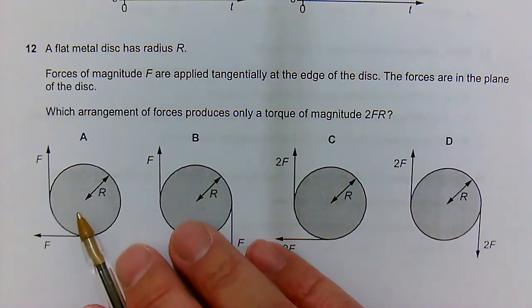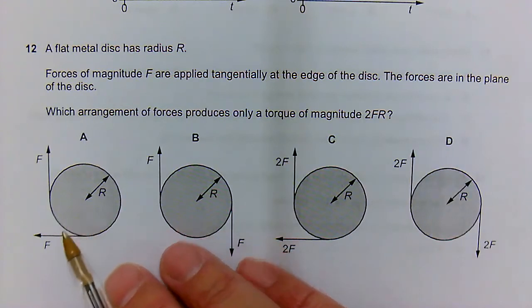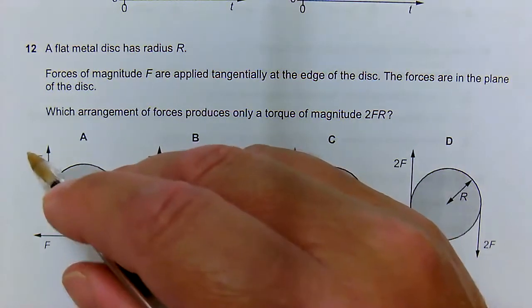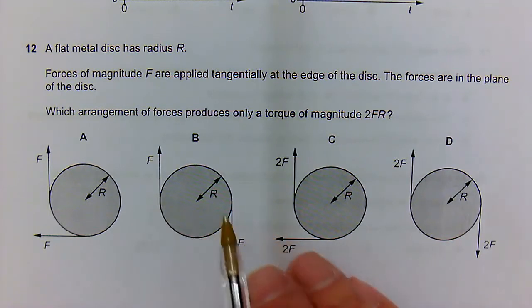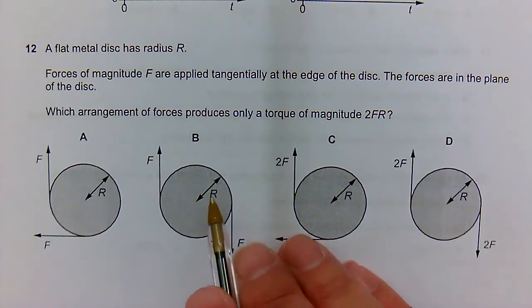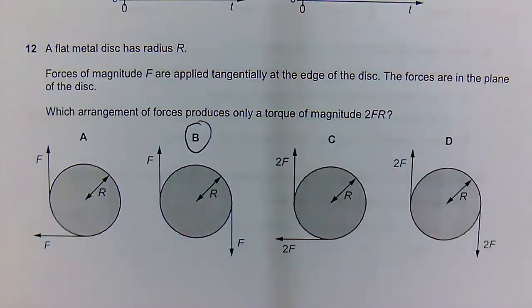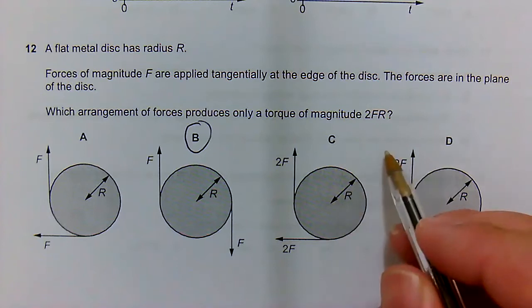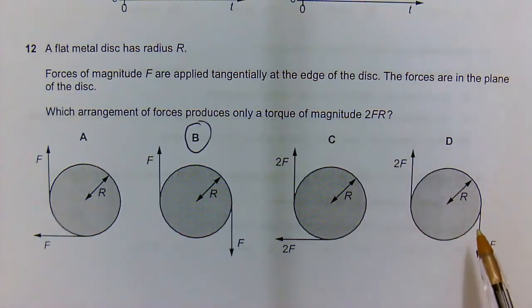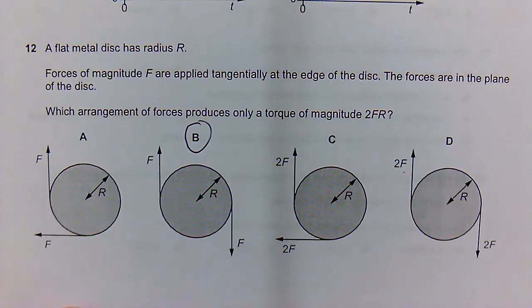There's going to be a net force in that direction. So that's not just producing a torque. This one, the linear forces are balanced, and it's F times r plus F times r. That's going to be the correct answer there. This one again produces a net force in that direction, and this one produces a torque only, but that's 2F times r plus 2F times r, that's 4Fr. So B is definitely the answer.